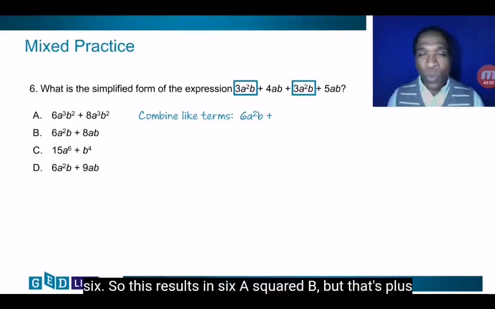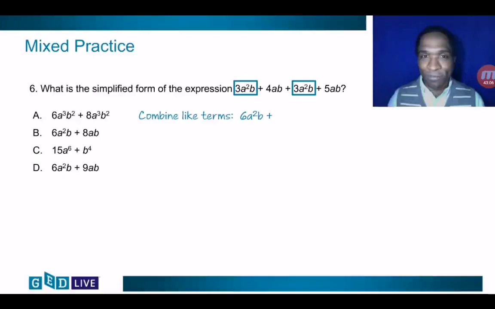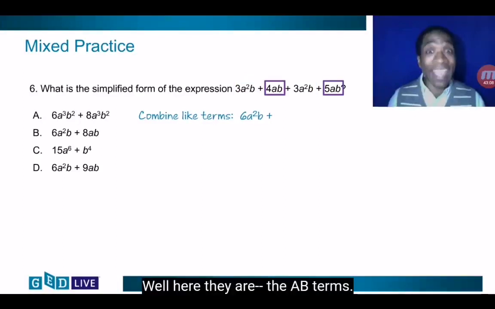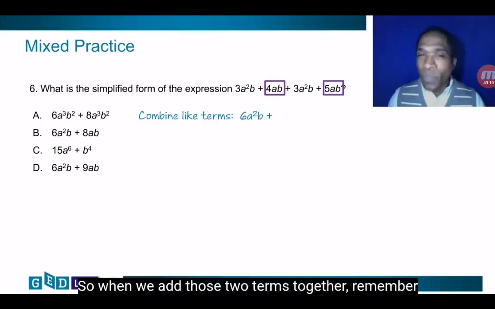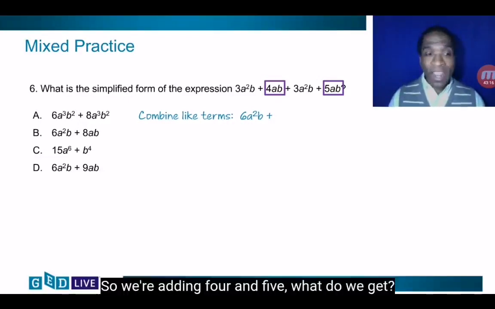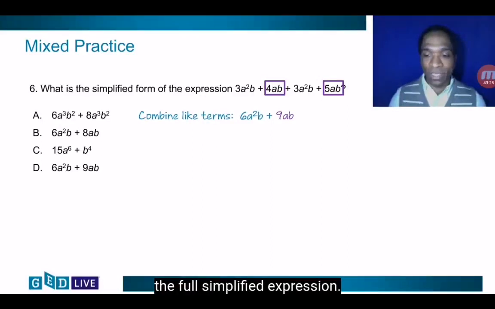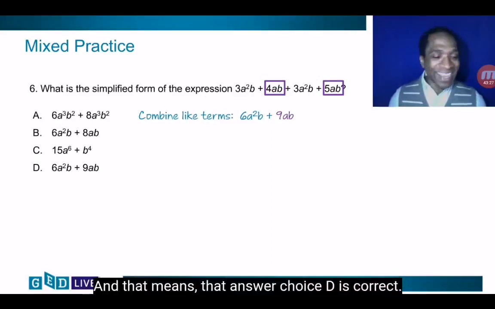But that's plus what? Now, what's the other pair of like terms? Well, here they are, the ab terms. So when we add those two terms together, remember, again, add the coefficients, the numbers. So we're adding 4 and 5. What do we get? Well, we get 9ab. So here's the full simplified expression. And that means that answer choice D is correct.